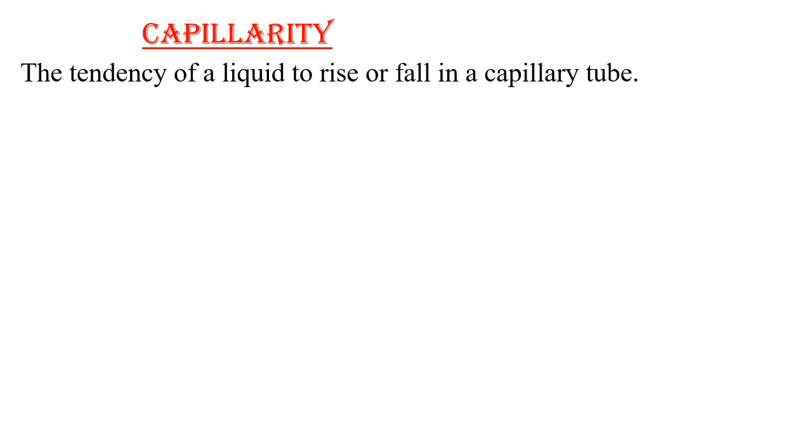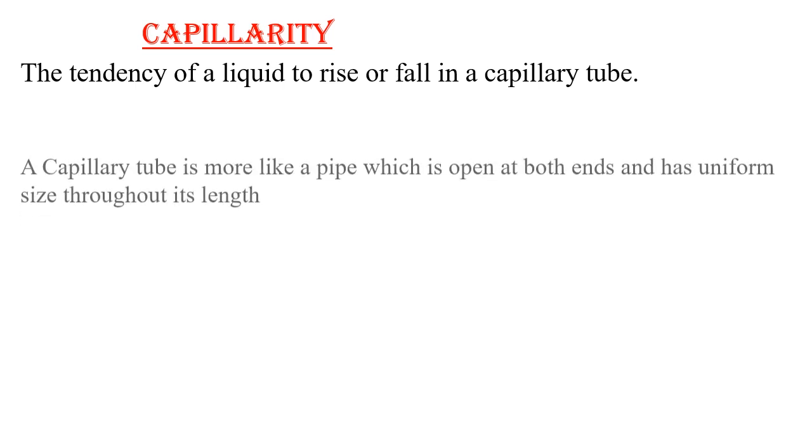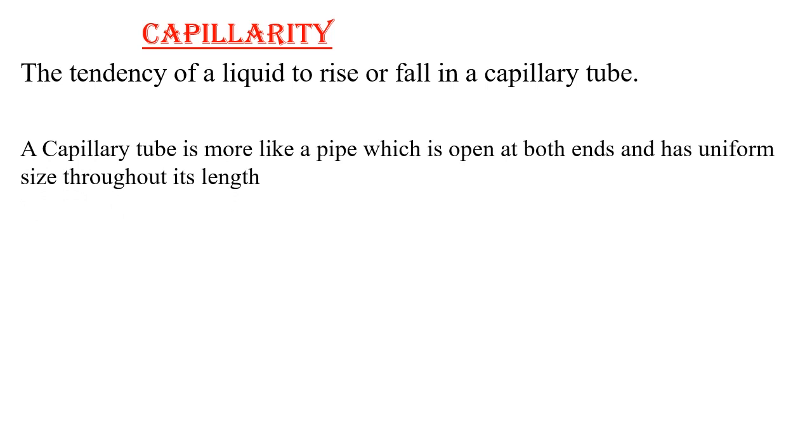A capillary tube is more like a pipe which is often open at both ends and has uniform size throughout its length. For example, the straw with which we take our soft drink is an example of a capillary tube. Also, the tube that houses the ink in our pen is also an example of a capillary tube.